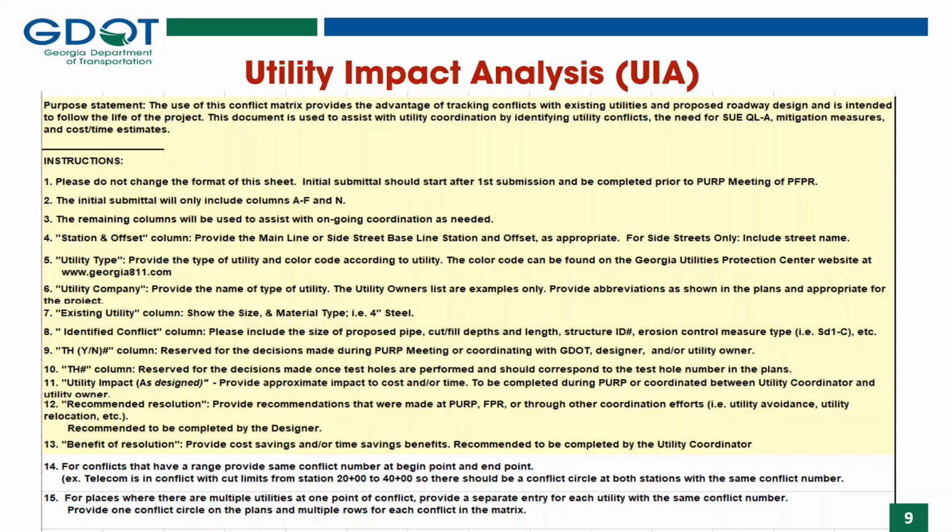As a general guideline, if a utility facility is within 2 feet of a drainage structure, a storm drain, or a traffic control pole, or other similar structures, then add this as a potential conflict on the UIA. The reason being, when a contractor goes to install these features, they need at least a foot on either side of the feature to install.